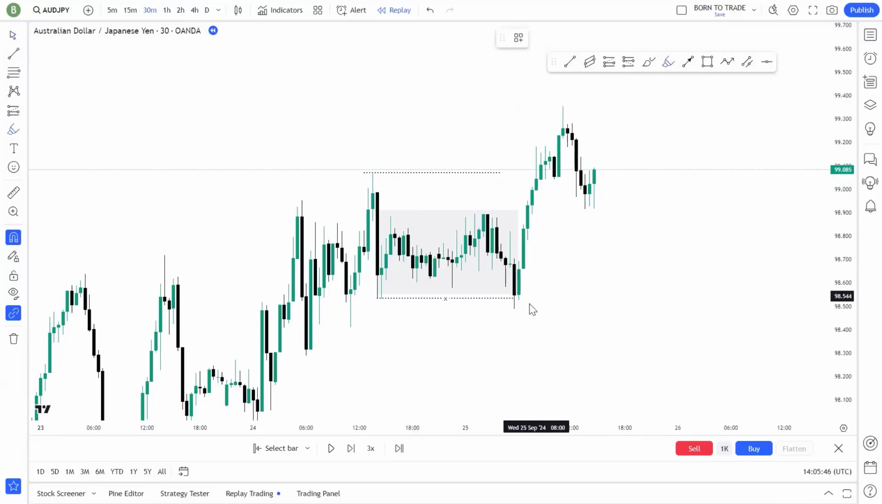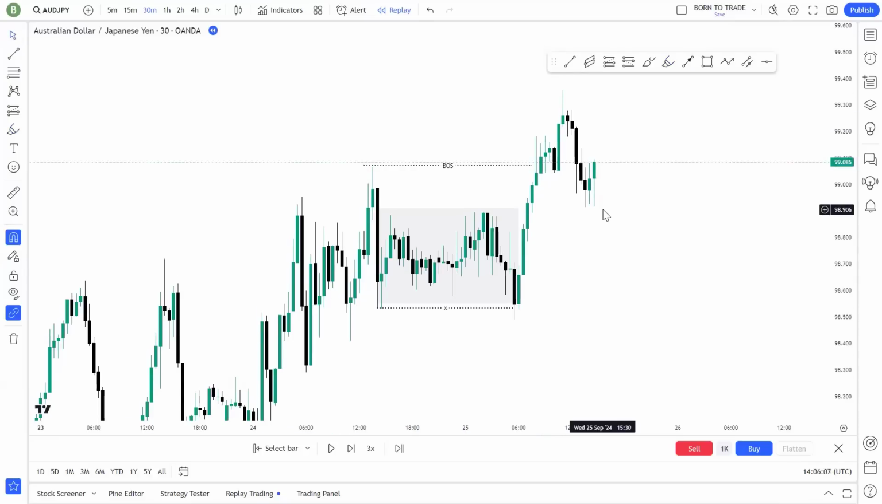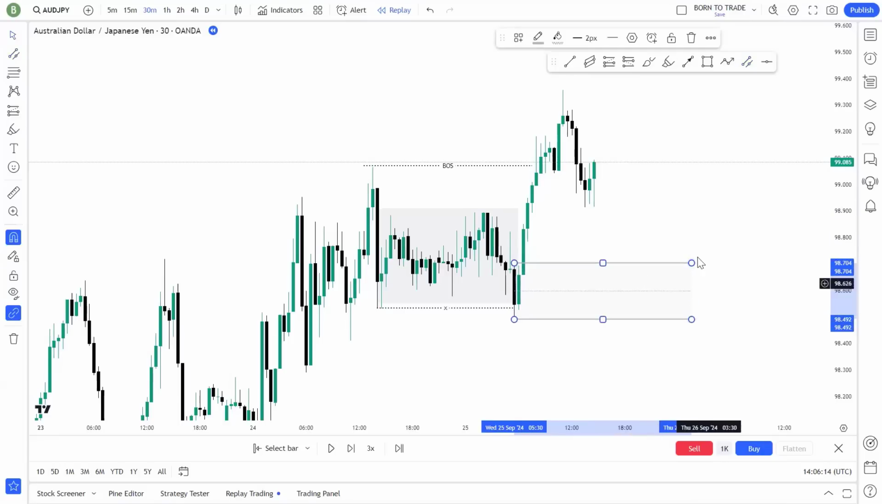Firstly, the first step, you've been able to identify the liquidity sweep. Secondly, you can clearly see that we have the break of this high. Now, the third step, this is where you look to identify your demand level. So where's your demand level in this case? This is your demand level in this particular case right here.